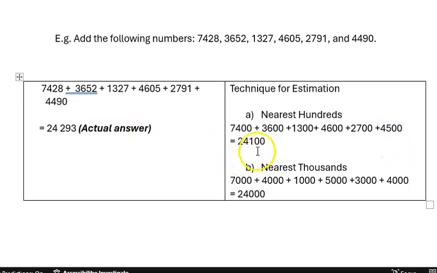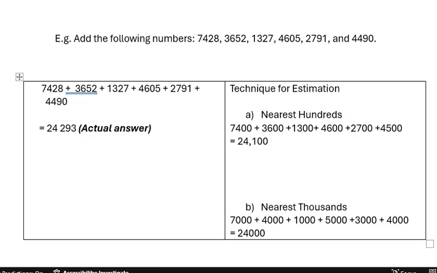So in your textbook, they estimate the answer to be 24,100. Let's just add again: 7,400 plus 3,600 plus 1,300 plus 4,600 plus 2,700 plus 4,500 is 24,100. So the actual answer is 24,293, greater than the value we estimated because we rounded down. Let's see if we had rounded up, what would have happened. Let's go.